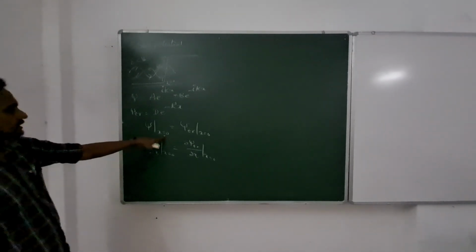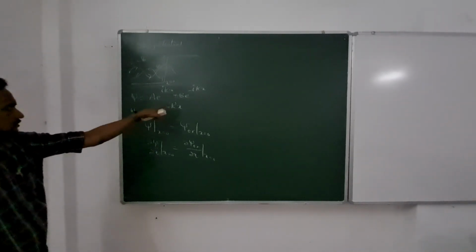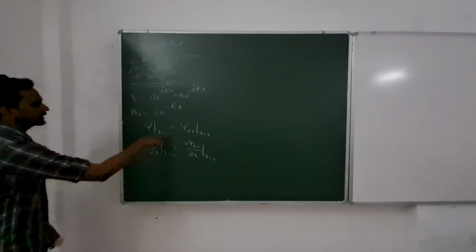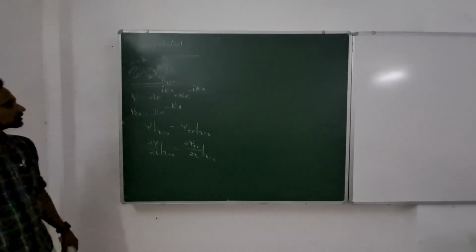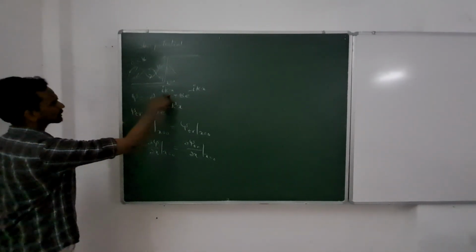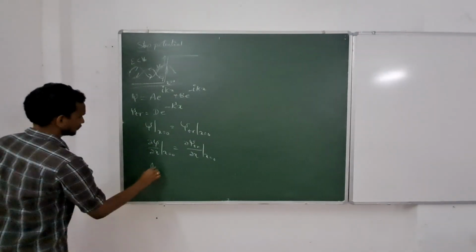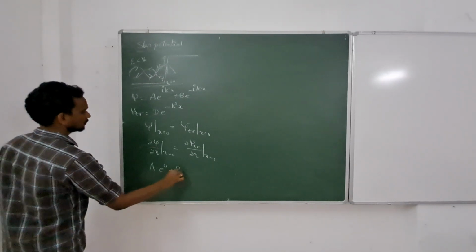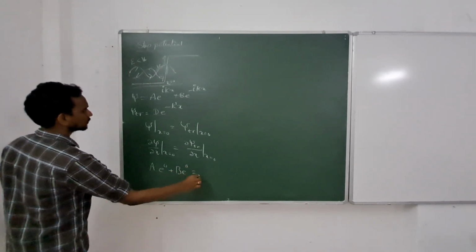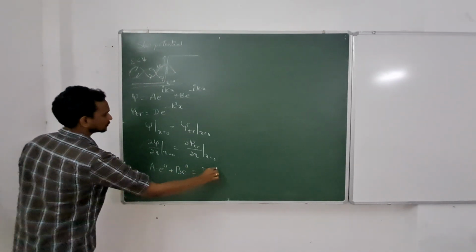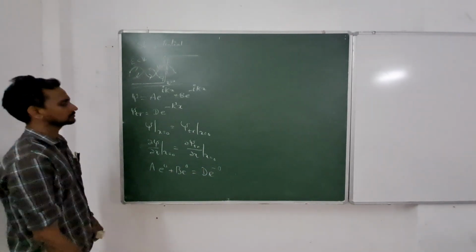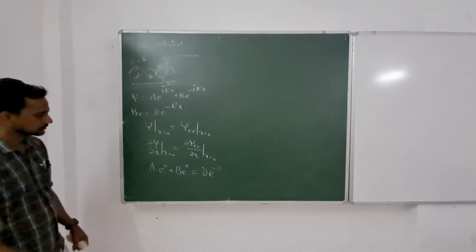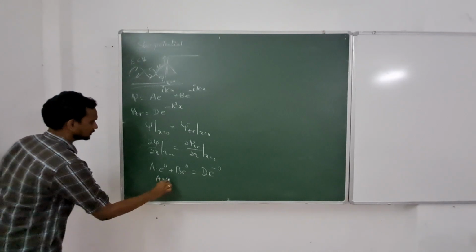So we have to substitute x equal to 0. If you substitute x equal to 0, this becomes A into e^0 plus B into e^0 is equal to D into e^0. So A plus B is equal to D.